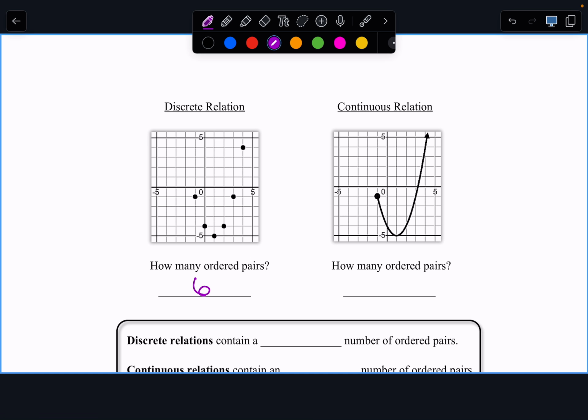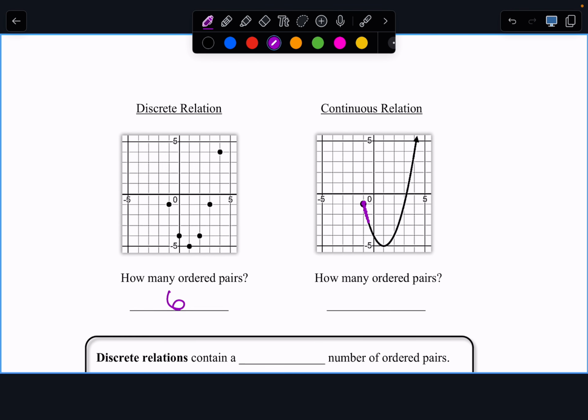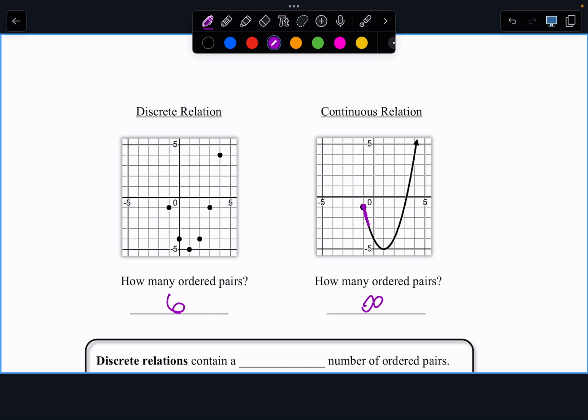How many are in this one? There's no... There are an infinite number of coordinates. That makes sense once you think about it.